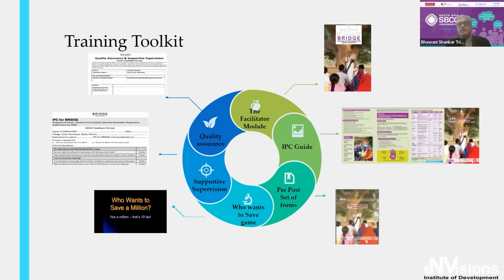So both for the trainers and the frontline workers outside the classrooms, tools were introduced for self-assessment. There was competency testing, there were quality assessments, and then finally out in the field, there was supportive supervision. A whole lot of tools. Interactive tools like the game Who Wants to Save a Million were very popular during the training, as part of the methodology that we use.